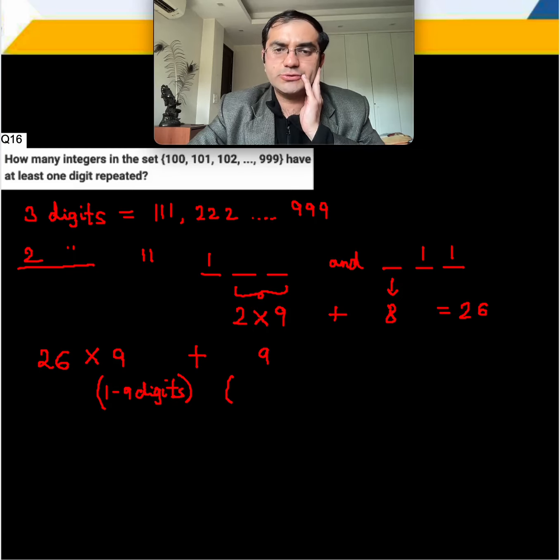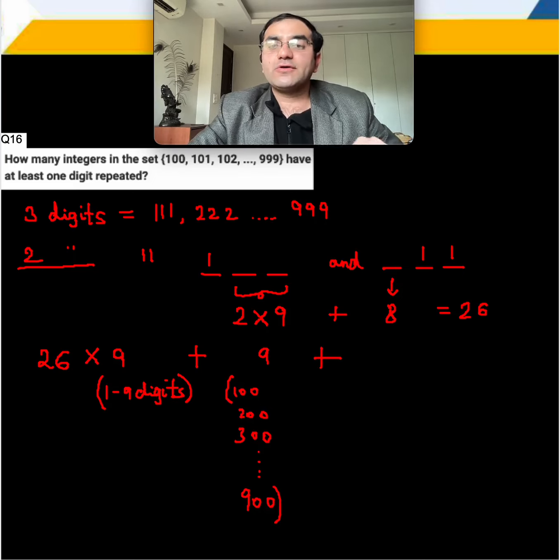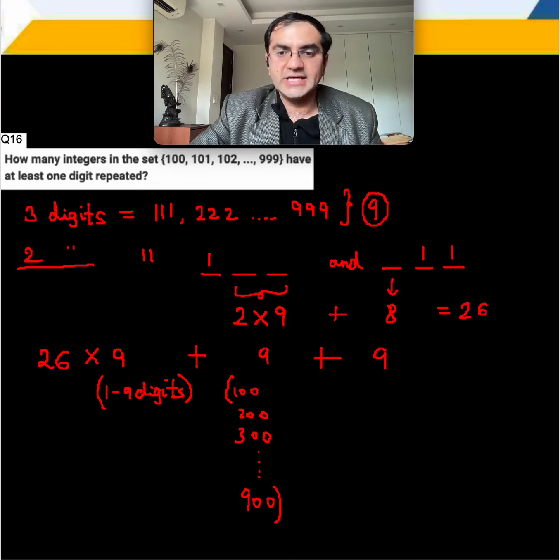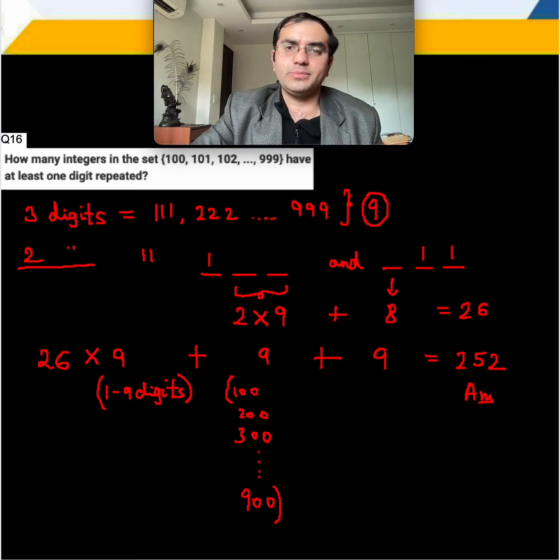Those are 9 numbers: 100, 200, 300, 400, 500 up till 900. These are 9 such numbers, and of course right at the top these 9 numbers where the digits are repeating thrice. So we add these 9 as well. This total will give you 252 as the right answer, and this was indeed a question where you needed to be so methodical, so patient, and then hope that you are getting the right answer. So definitely tough and worth leaving.